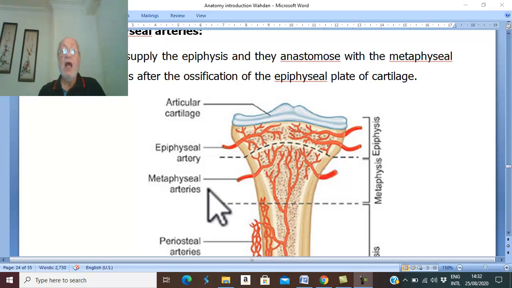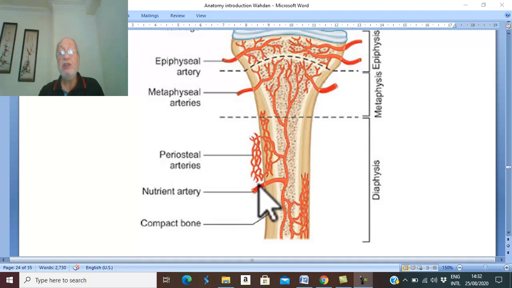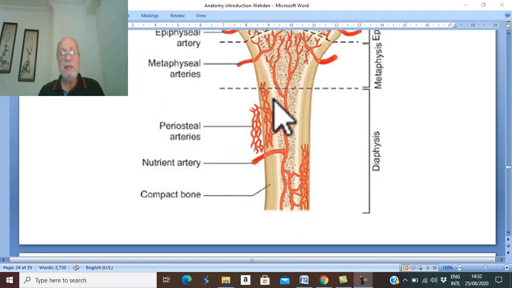The next artery: the artery supplying the metaphysis is called the metaphyseal artery. It enters through a very fine foramen in the bone, and after epiphyseal fusion it anastomoses with the epiphyseal artery, and always anastomoses with branches from the nutrient artery. Therefore, we have the nutrient artery, epiphyseal arteries, metaphyseal arteries, and what is this?